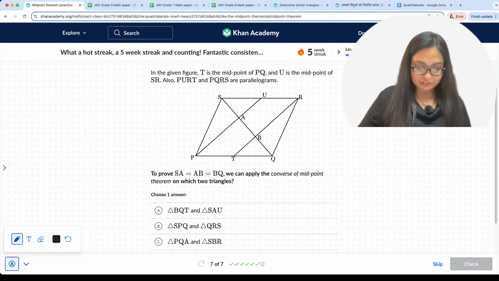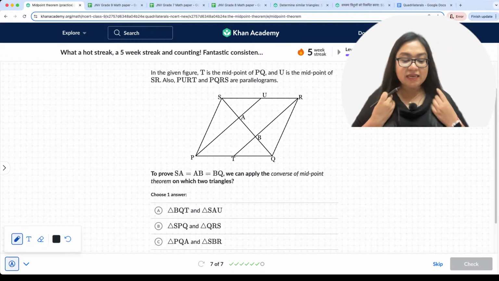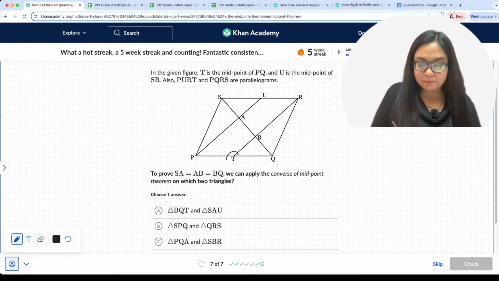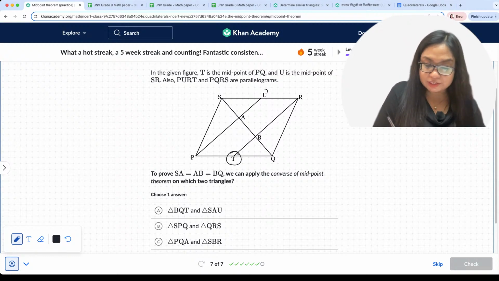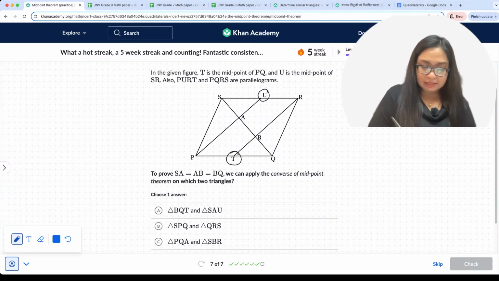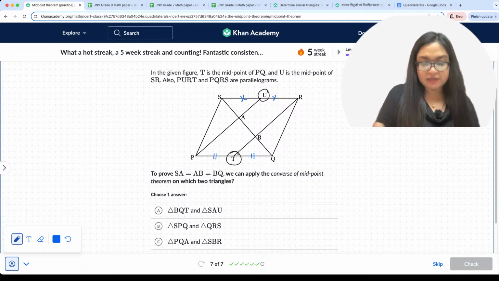Here I have the next question. In the given figure, T is the midpoint of PQ, right? T is the midpoint of PQ and U is the midpoint of SR. ये जो है SR का midpoint है. तो अब यहां पर हम क्या मार्क कर सकते हैं? ये दोनों साइड बराबर हैं एंड ये दोनों साइड बराबर हैं. करेक्ट?